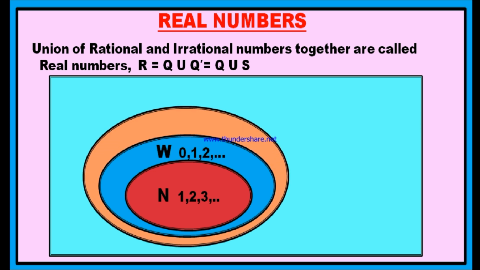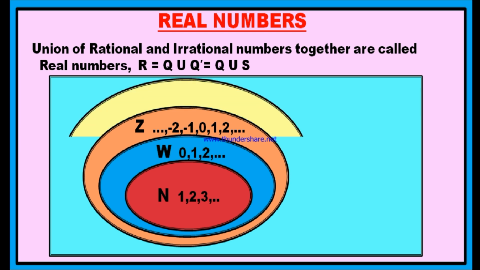Now this is the set of integers. The set of integers may start from minus infinity and end with plus infinity. Therefore, every natural number is an integer and every whole number is an integer. Besides whole numbers, there are negative numbers also in integers. Therefore, both natural numbers and whole numbers are inside the set of integers.